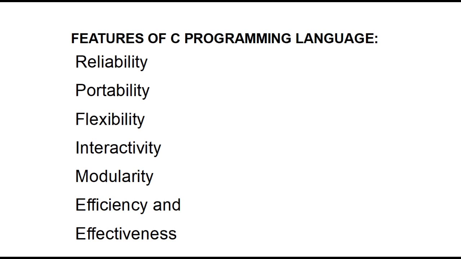Next is efficiency and effectiveness. The programs written in C are efficient and fast. C is generally one of the most efficient solutions for performing a number of critical problems. This is because of two reasons: its very low overhead and the availability of efficient compilers. So these are the main features of the C programming language.